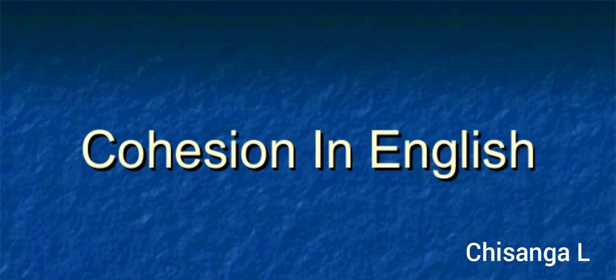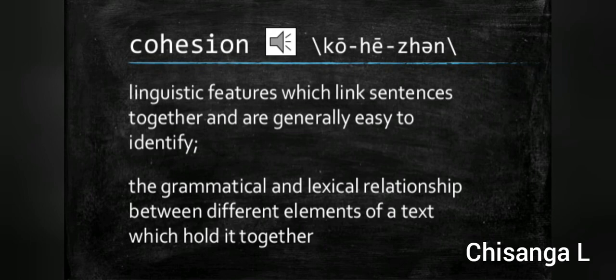Now, cohesion is the grammatical relationship between different elements of a text. We're talking about the relationship between one text and another. That is what cohesion is. We say it is the linguistic feature which links sentences together. In other words, we'll say cohesion is somewhat of a glue, the thing that glues one sentence to another.